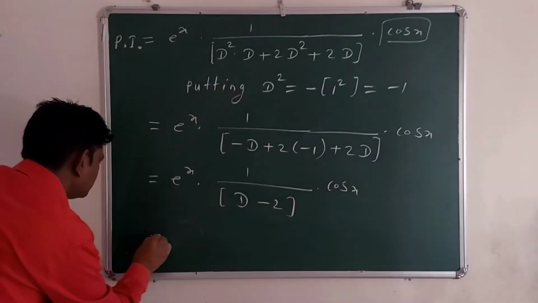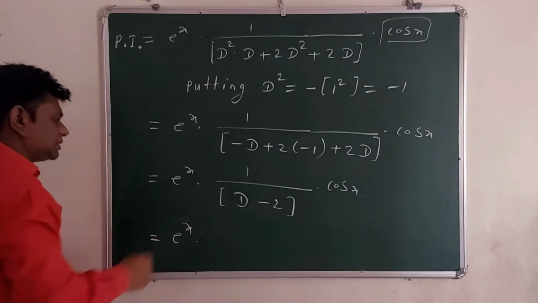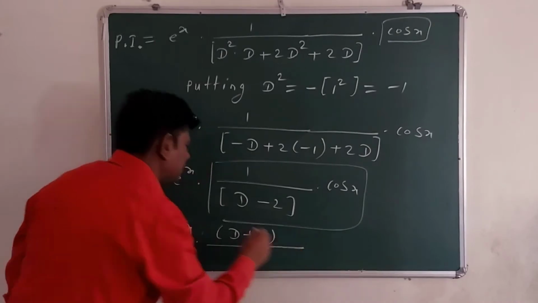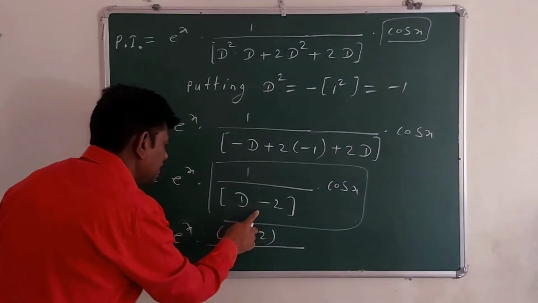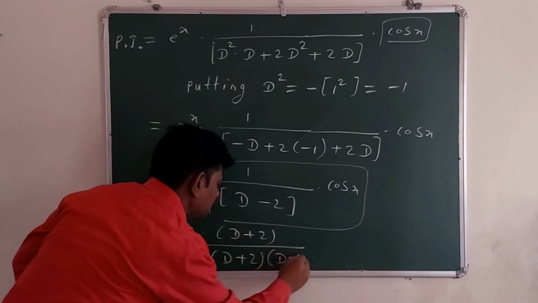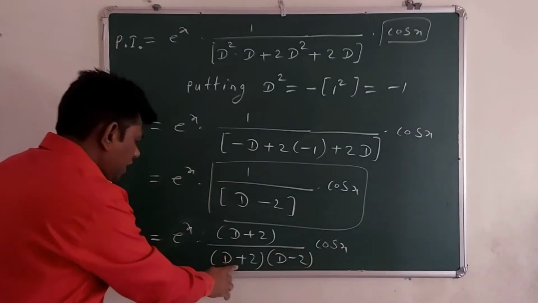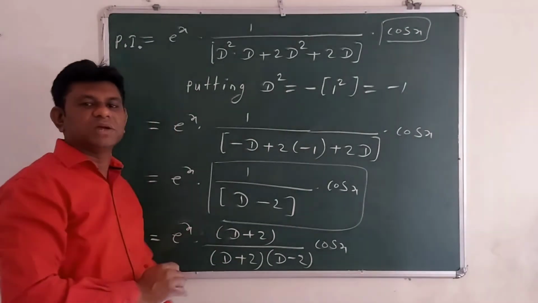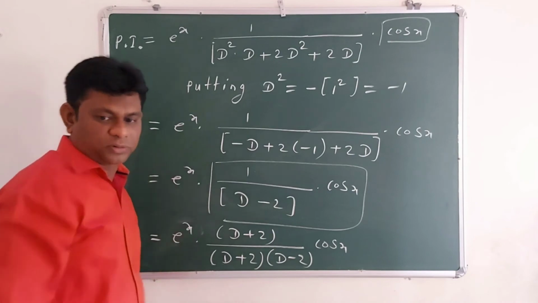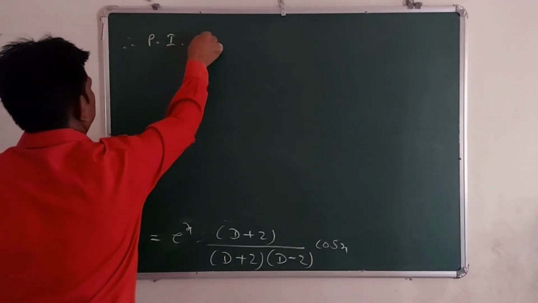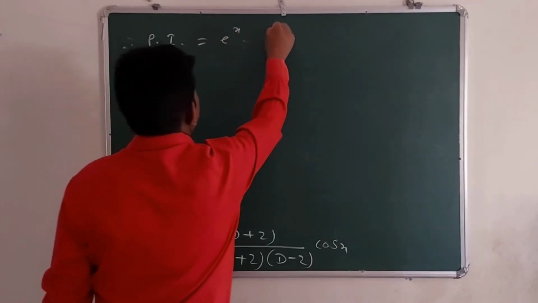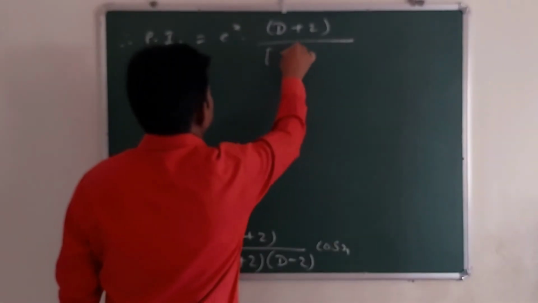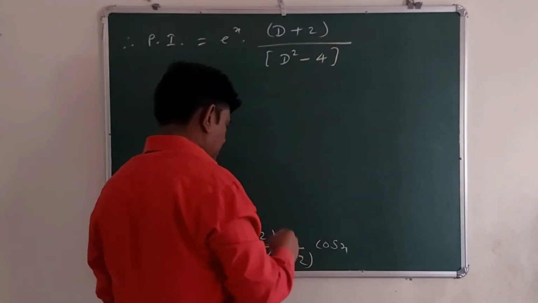Now this is equal to e to the power x. We write this part like this, D plus 2 upon, multiplying and dividing by D plus 2 here: D plus 2 times D minus 2, and this cos x. Now a plus b times a minus b is a square minus b square. So D plus 2 times D minus 2 is D square minus 4. Therefore it is e to the power x as it is, D plus 2 upon D square minus 4, cos x.